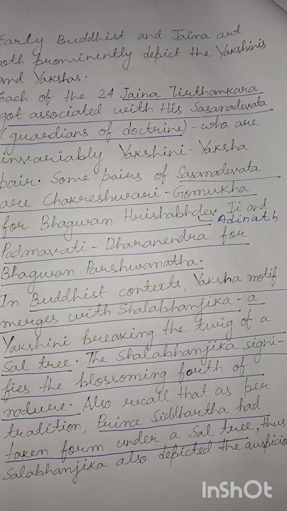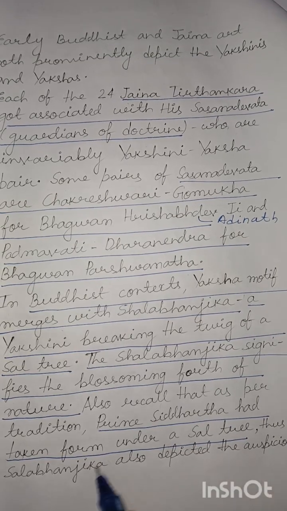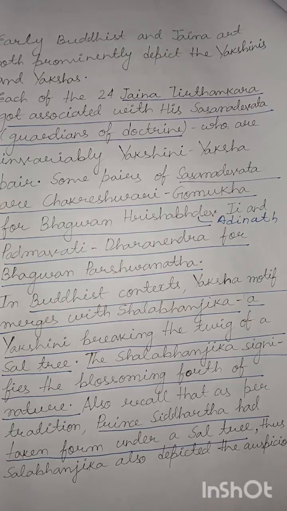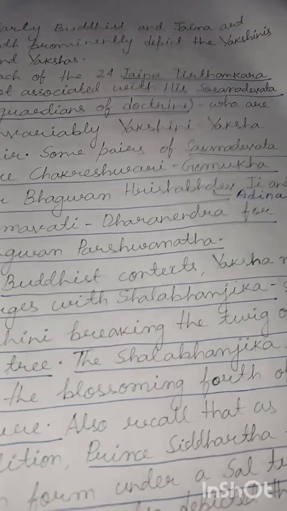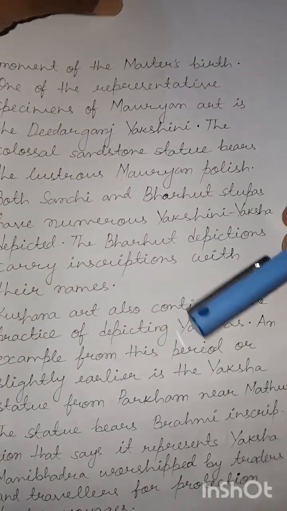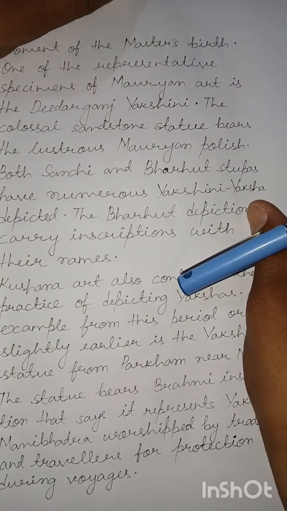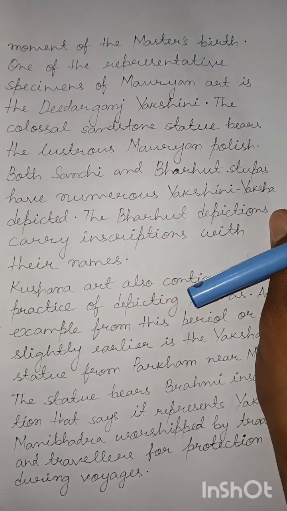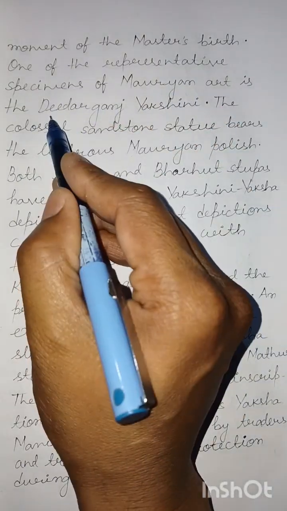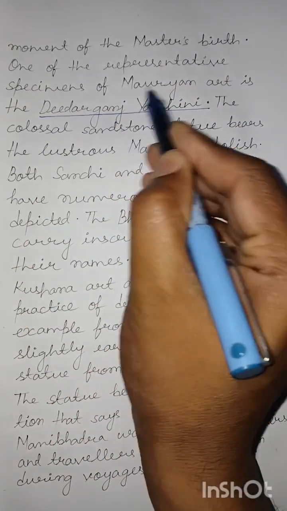We would actually like to add here that the Salbhanjika motif is often conflated with Mahamaya Gautami, who is the Buddha's birth mother. Thus, Salbhanjika often depicted the auspicious moment, that is, the exact moment of the master's or Bhagwan Buddha's birth. One of the representative specimens of early art is the Didarganj Yakshini.